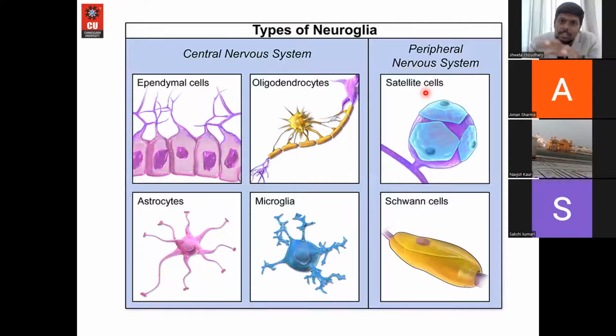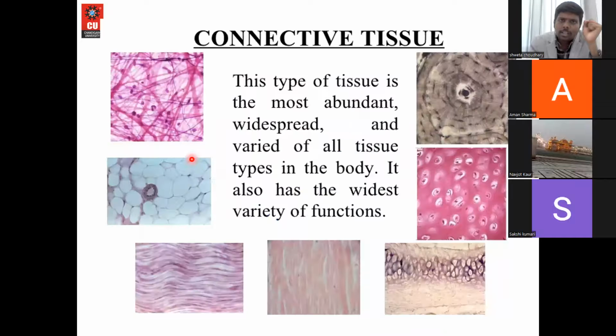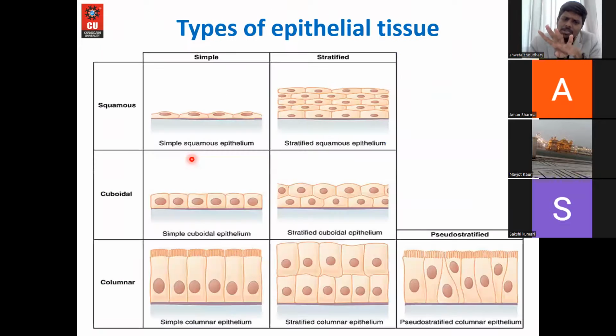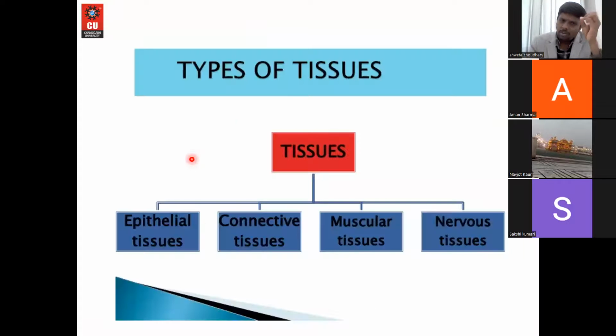All these, oligodendrocytes, satellite, microglial, Schwann, astrocytes, and ependymal cells, are called neuroglial cells. The neuroglial cells are a type of connective tissue. So this is a complete overview of the four major types of tissues we have in our human body. A quick revision: we have epithelial tissue, connective tissue, muscular tissue, and nervous tissue.